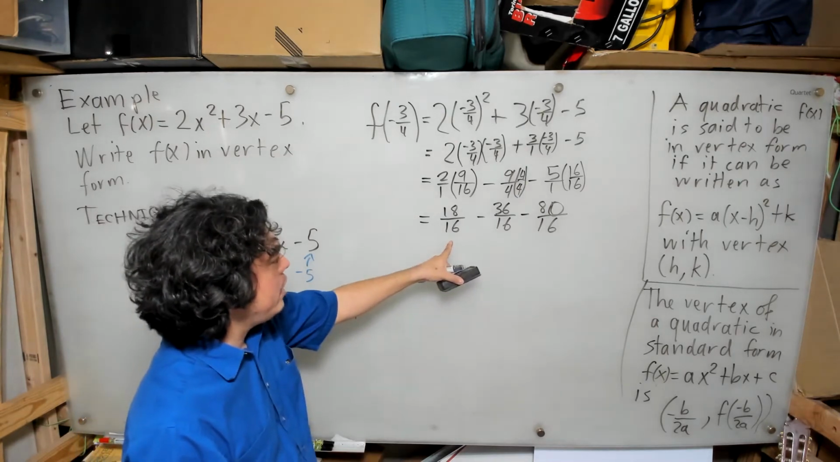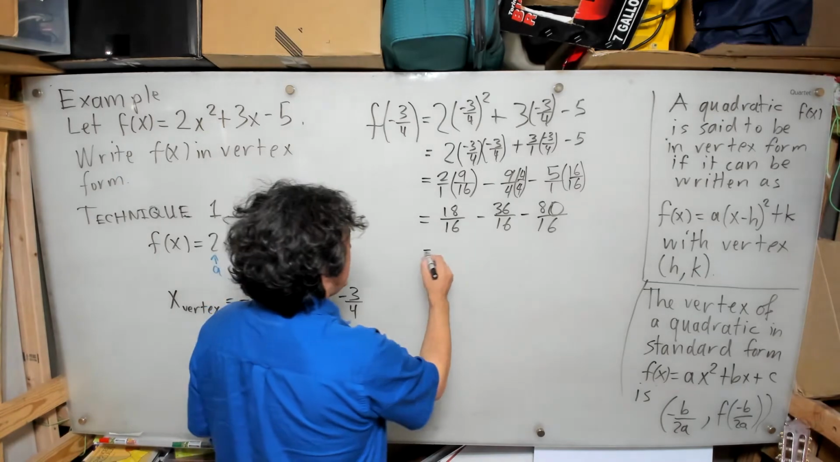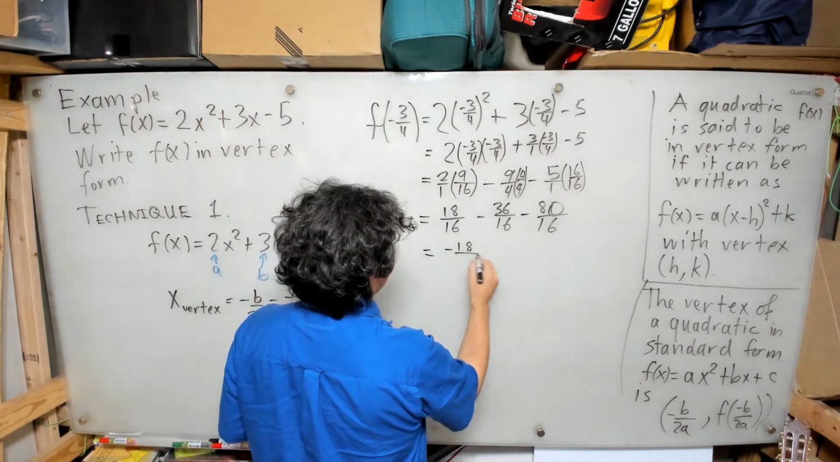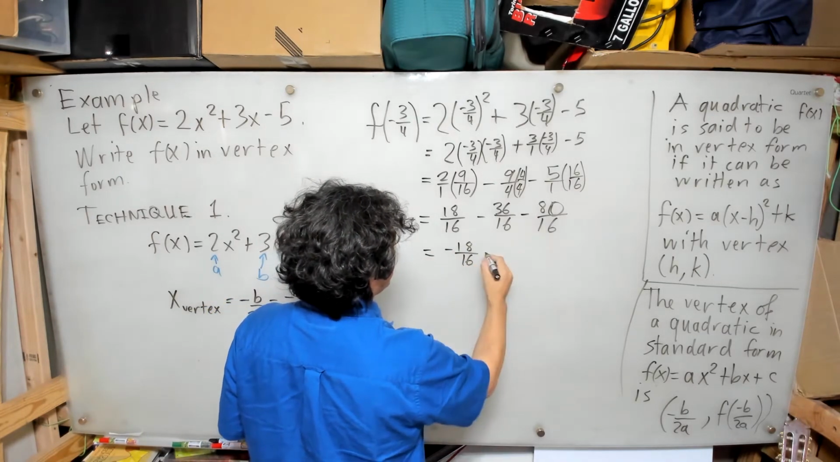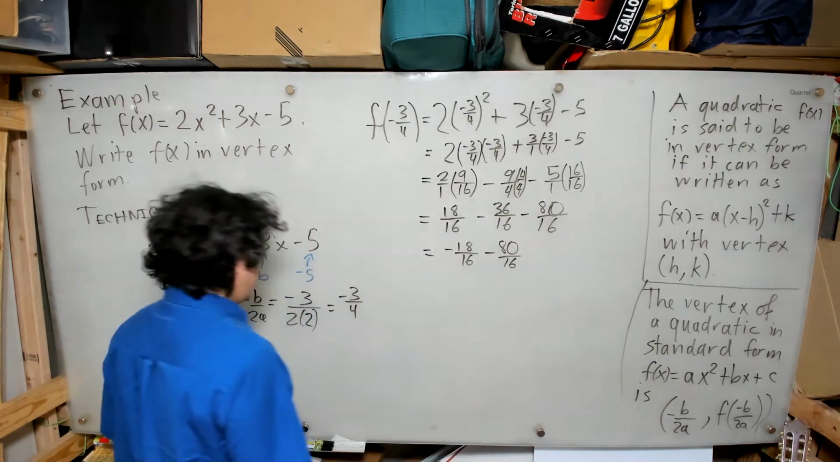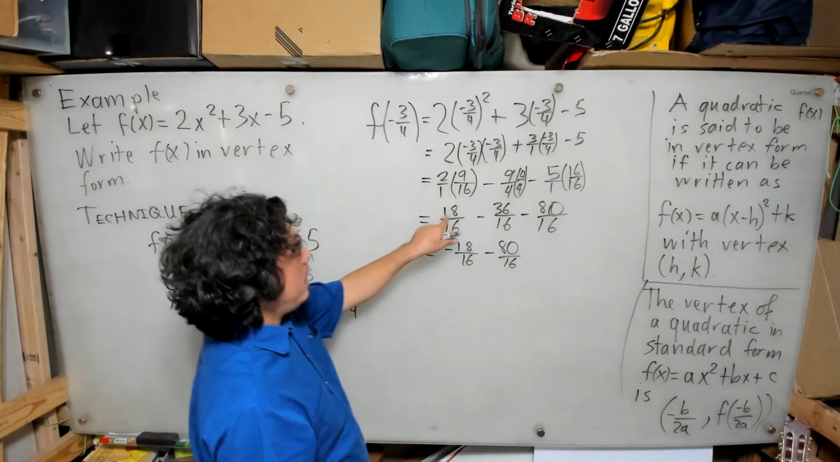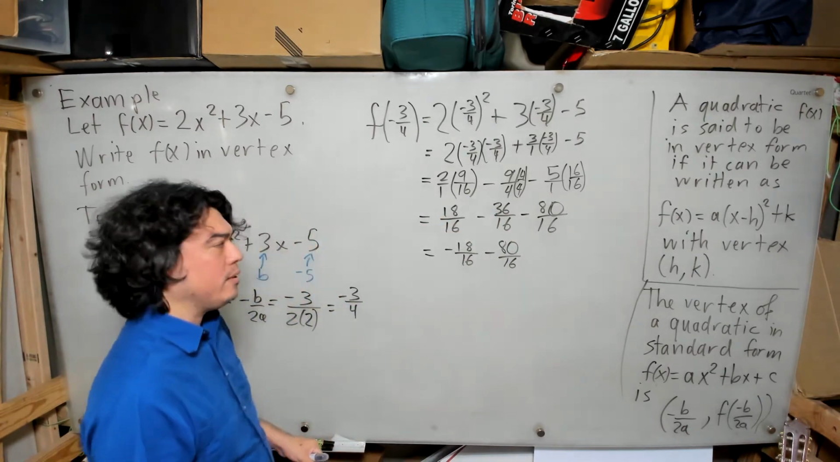Now, 18 minus 36, that is going to be negative 18 over 16. Then I'm still going to have to subtract the 80 over 16. Now you might say to me, David, okay, sure, that's great and all, but how did you know that 18 minus 36 was negative 18?